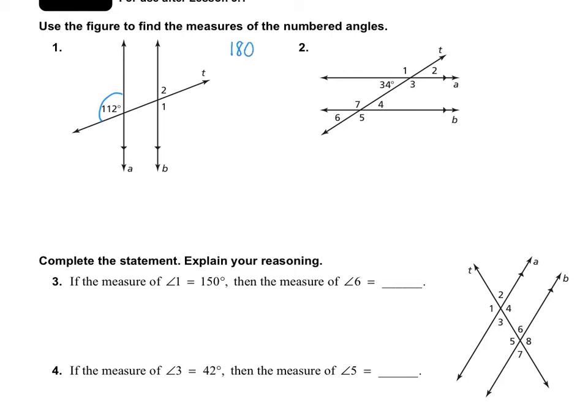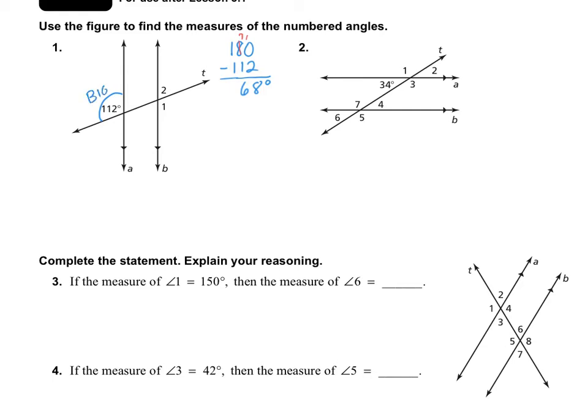So I'm going to take 180 and subtract 112, and that gives me 68. So that means that all 8 angles are either going to be 112 or 68. Now, how do I know which one's which? Well, the big angles are going to be 112.